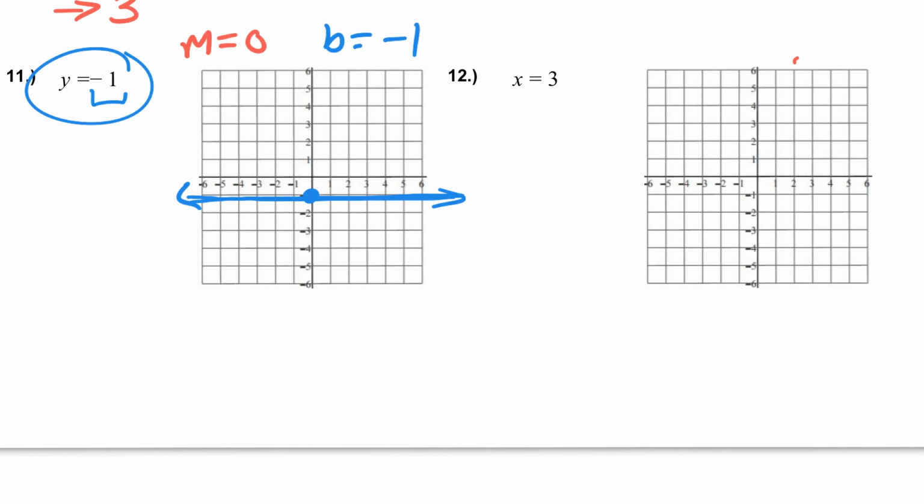Okay, this is one that I really think you need to memorize instead of relying on the rise, run, intercept. As soon as you see this y equals -1, you should be thinking horizontal line that crosses the y-intercept at -1.